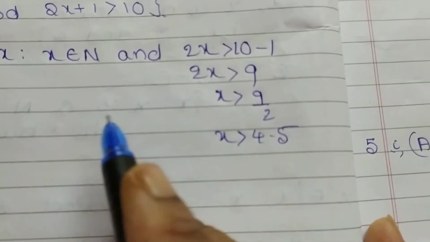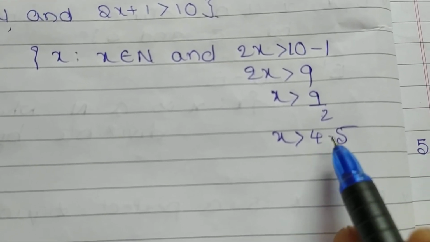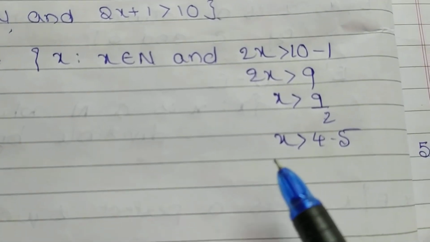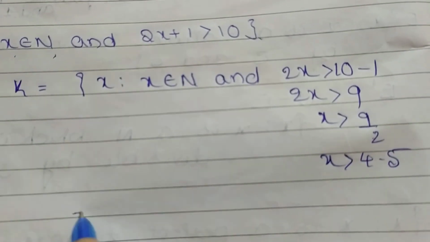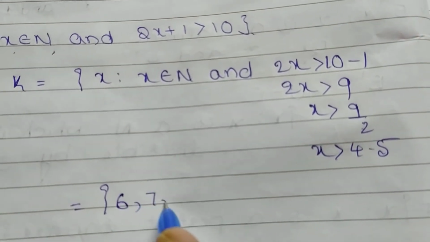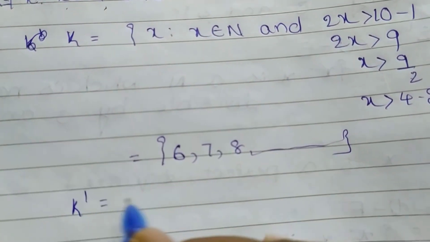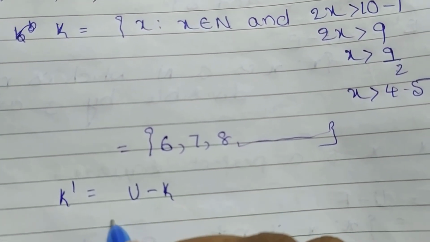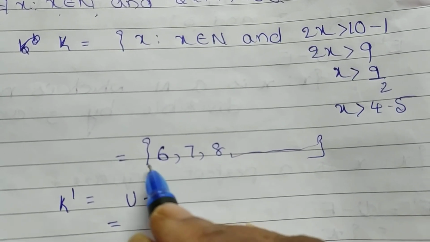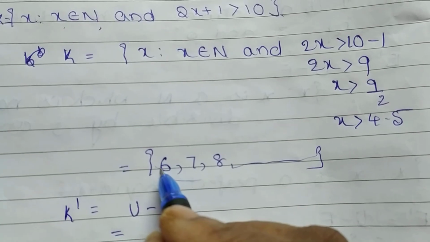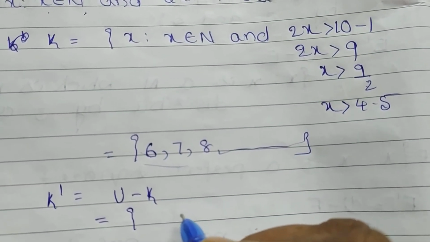So x is a natural number and it should be more than 4.5. More than 4.5 means it will be 5 or more, so the numbers will be in this set. K will be the set containing the elements 6, 7, 8, and so on. Now I want the K complement. How am I going to get the universal set minus K? The universal set is 1, 2, 3, 4, and so on. From that I should remove the elements starting with 6. So if I remove, what am I going to get? I will get 1, 2, 3, 4, 5.